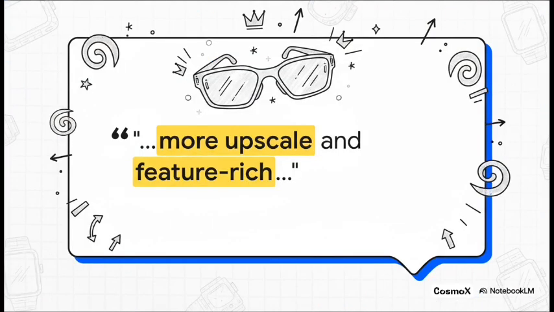So the big question is, how is Apple going to stand out? Well, the plan, from what these reports are saying, is to go more upscale and feature-rich. And come on, this is classic Apple, right? This is their signature move. They waltz into a market, they define what premium means, and they slap a high price tag on it. It's a strategy that's worked for them time and time again.